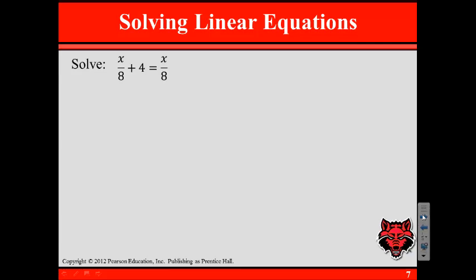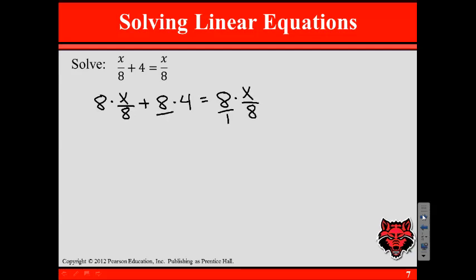Here we have another example with fractions. x over 8 plus 4 equals x over 8. We don't need a least common denominator. We already have it. We only have one denominator, and that is 8. So in order to eliminate the fraction, let's multiply all three terms by 8. So we have 8 times x over 8 plus 8 times 4 equals 8 times x over 8.